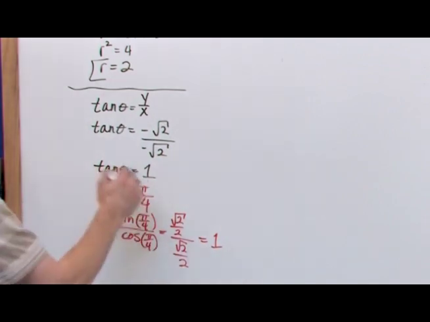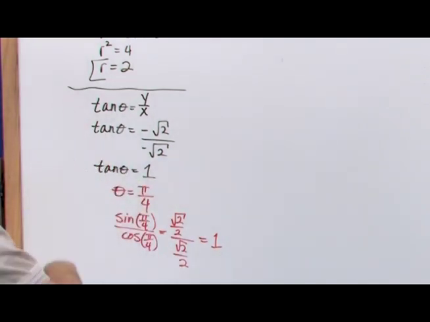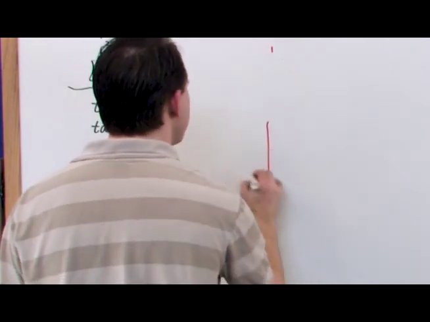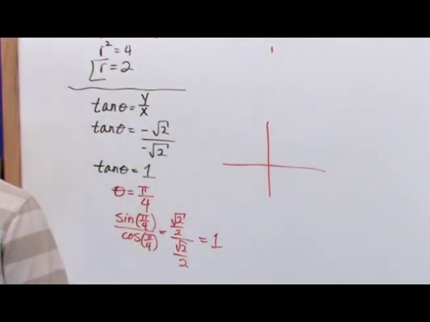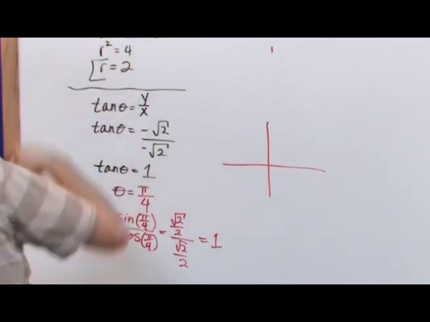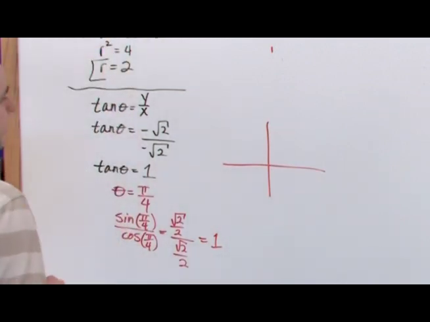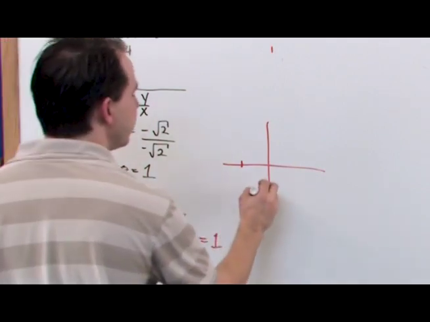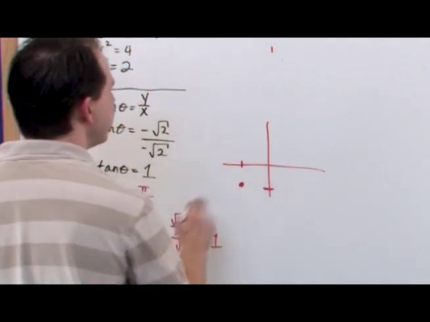So I'm tempted to circle this. But the final step is always to go back and look at the quadrant. Okay, so here is your coordinate axis. Now look at the point I have. It's negative square root of 2, which is somewhere over here negative, comma negative square root of 2, which is somewhere over here negative. So I'm over in this quadrant here somewhere.